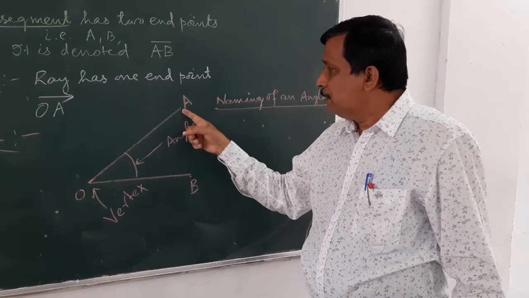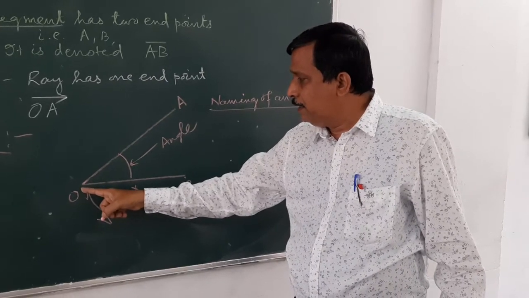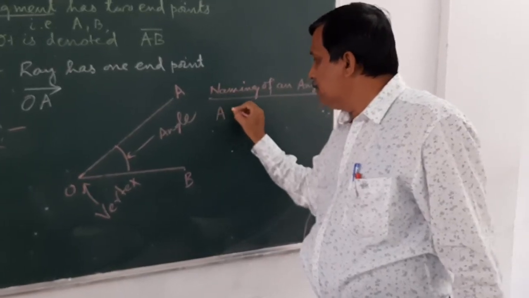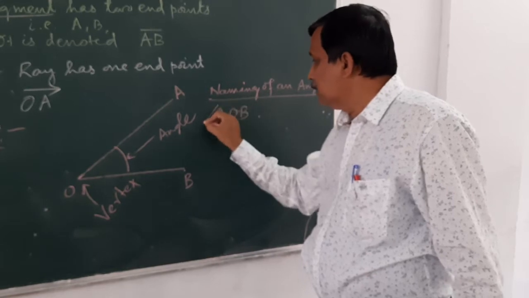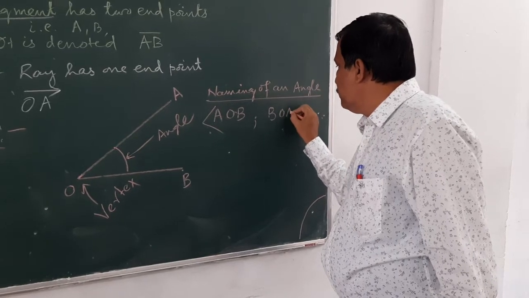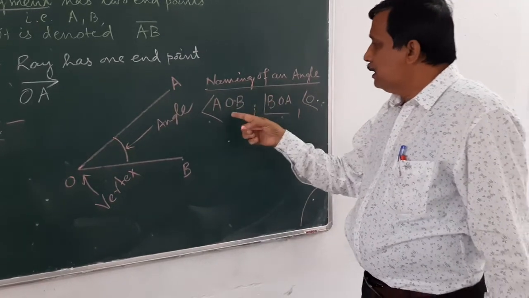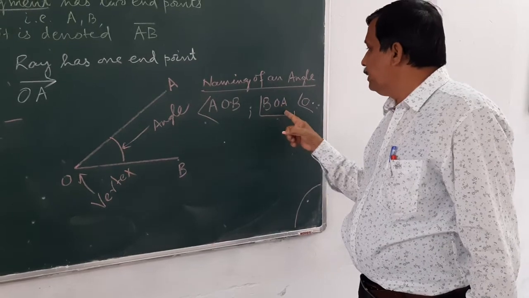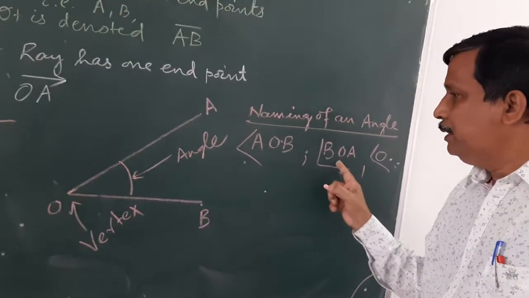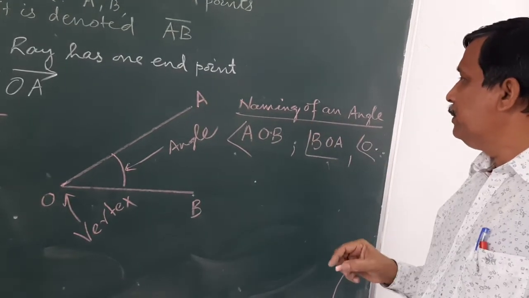First you start from the endpoint of one line segment, and where the angle is formed will be in between the two points. So you can name it angle AOB, or the same thing you can name angle BOA, or you can call it angle O. So you can name the angle in three different ways: either angle AOB, angle BOA, or angle O. So this is about the naming of an angle.